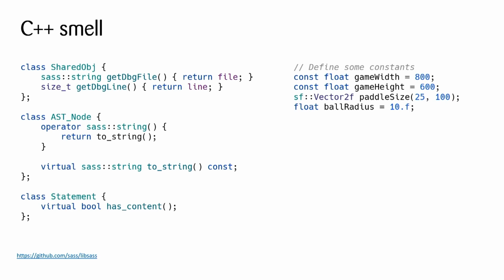Since we are with C++ now, let's talk about the C++ smell. So this is from libsass production code. Sass is basically used to create CSS style sheets. What's the problem here? The right part, the game width, pedal size, ball radius, it's the SFML example still, but the left side is from the Sass project.